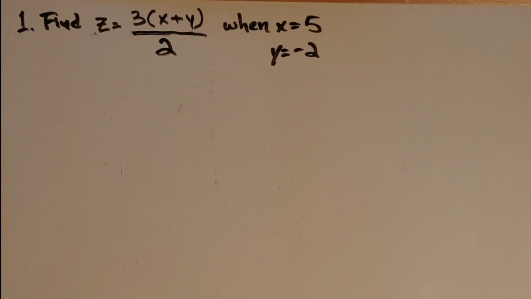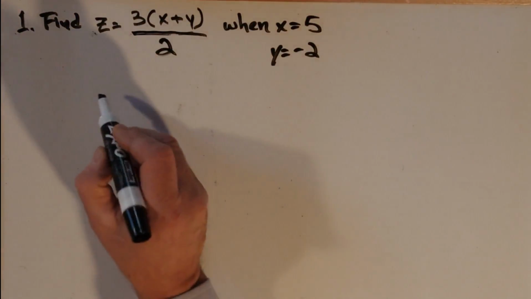We are going through a problem set on evaluating algebraic expressions. This is problem number one, and problem number one is find z, z being equal to 3 times the quantity x plus y all divided by 2 when x is equal to 5 and y is equal to minus 2.